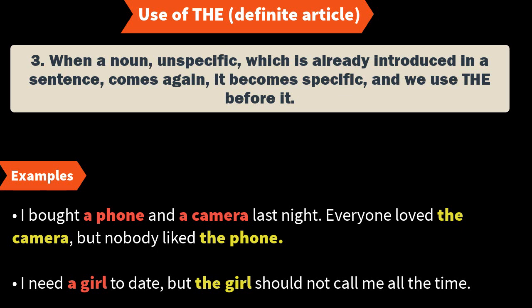Okay, so when a noun comes in the sentence for the first time, it is generalized, it is generic, right? But the same noun, when it comes later on in the same sentence or paragraph, it becomes specific, okay? And then you have to use the before it. Okay, let me give you one more example. I need a girl to date, but the girl should not call me all the time. I need a girl to date, any girl in the world to date, not a specific girl. But the girl, which girl? The girl that I'm talking about dating should not call me all the time.